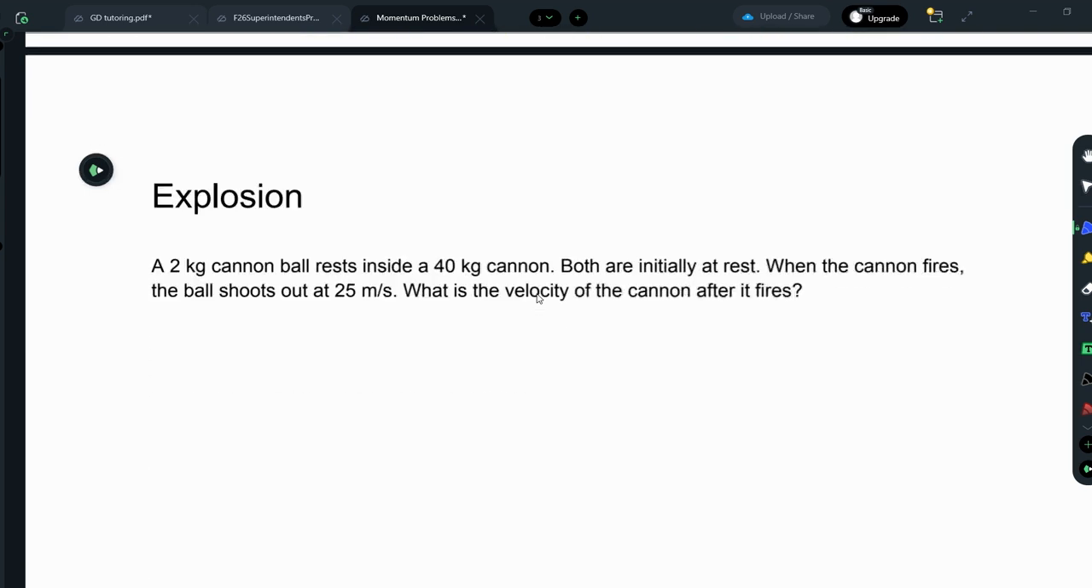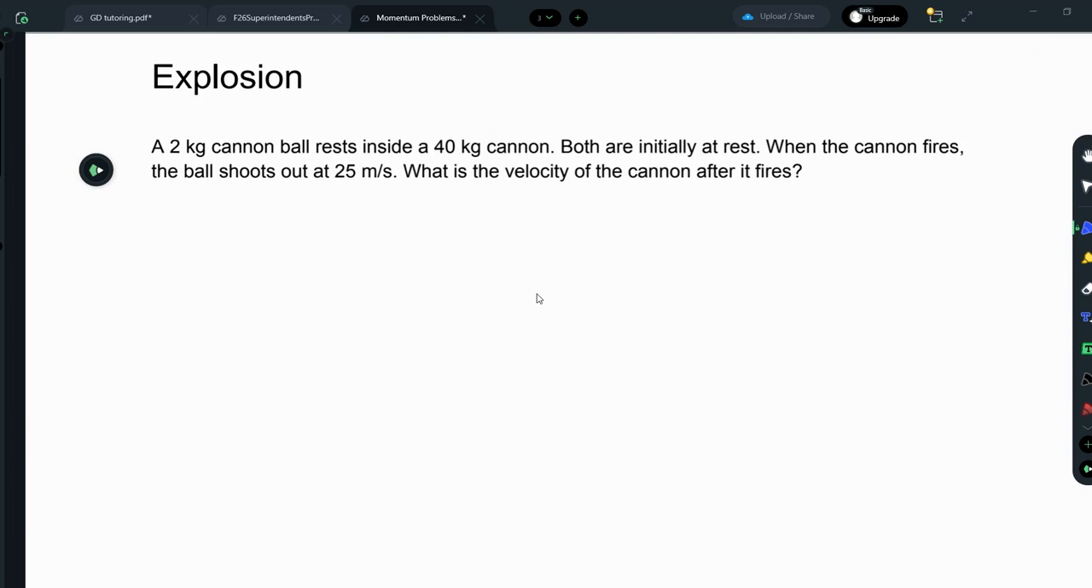The final scenario is an explosion, and it doesn't have to be something that actually lights on fire and explodes, but that's anytime there's two objects that start together and then split into separate pieces with different velocities. But we'll give you an actual explosion as an example.